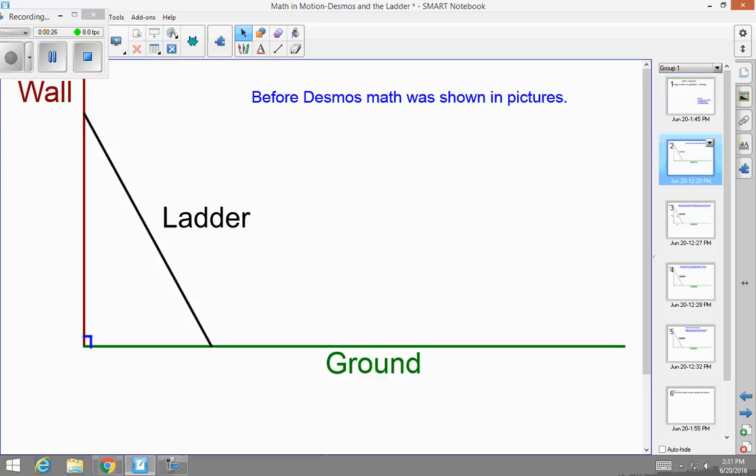Before Desmos, everything was shown in pictures, it feels like, in math classes. They'd show you a picture of a wall, a ground, and the ladder leaning against the wall. And there's a lot of good math that can be shown through this, but it's not animated. It's very stagnant. There could be questions built upon the triangle that you see, the lengths of the wall, the ladder, and the ground based off Pythagorean theorem.